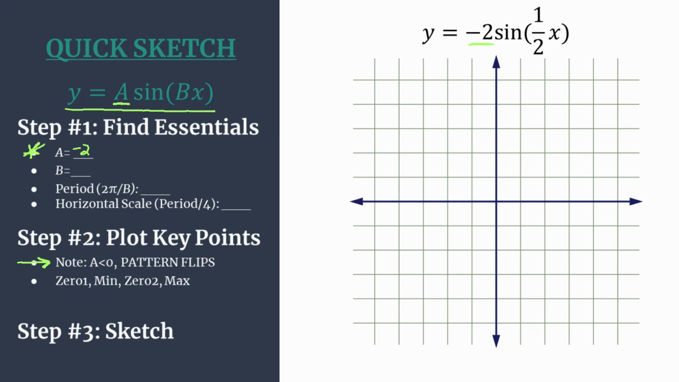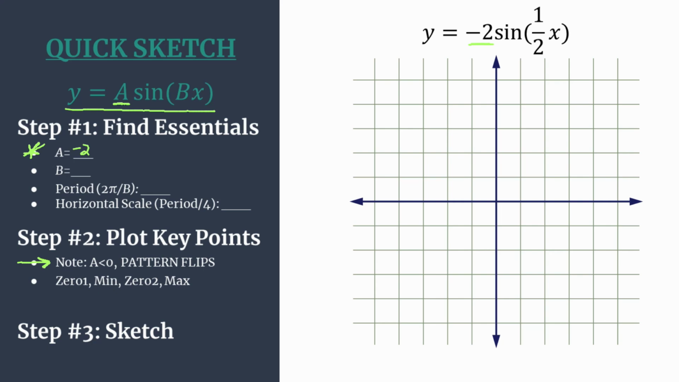And if you take the absolute value of a, that will give you the amplitude. So our amplitude here is 2. Remember, that's just the distance from the midline of the graph up to a maximum or down to a minimum. We'll see that in step 2 as well when we're setting those y coordinates for the min and the max.